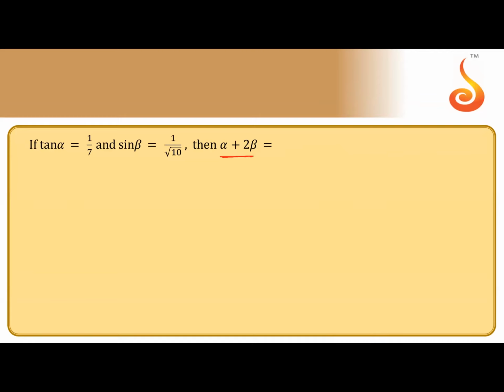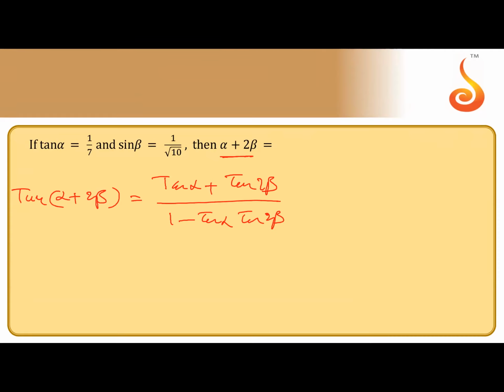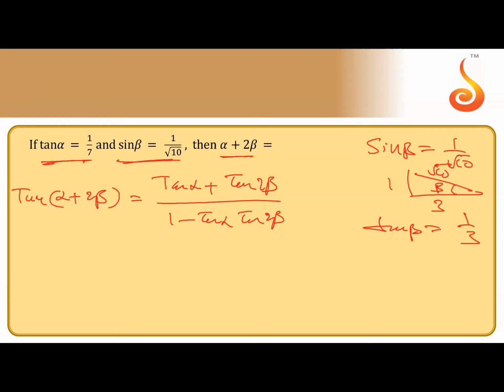So basically they are asking alpha plus 2 beta. That means you can take tan alpha plus 2 beta. So that will be tan alpha plus tan 2 beta by 1 minus tan alpha tan 2 beta. But you know tan alpha only. You don't know tan 2 beta. That you have to calculate separately, because they have given sine beta. Sine beta equal to 1 by root 10 is given. Using a triangle, find tan beta. 1, root 10, this is 3. Therefore, tan beta is 1 by 3.